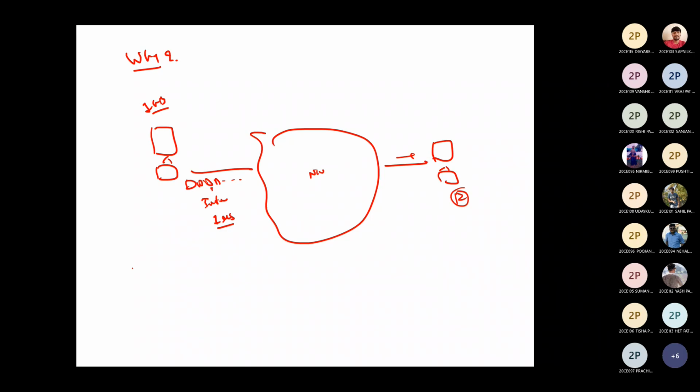What can be the problems? One GB of data, all the data is pumped into the network. The receiver is not receiving all this data. What can be the problems?